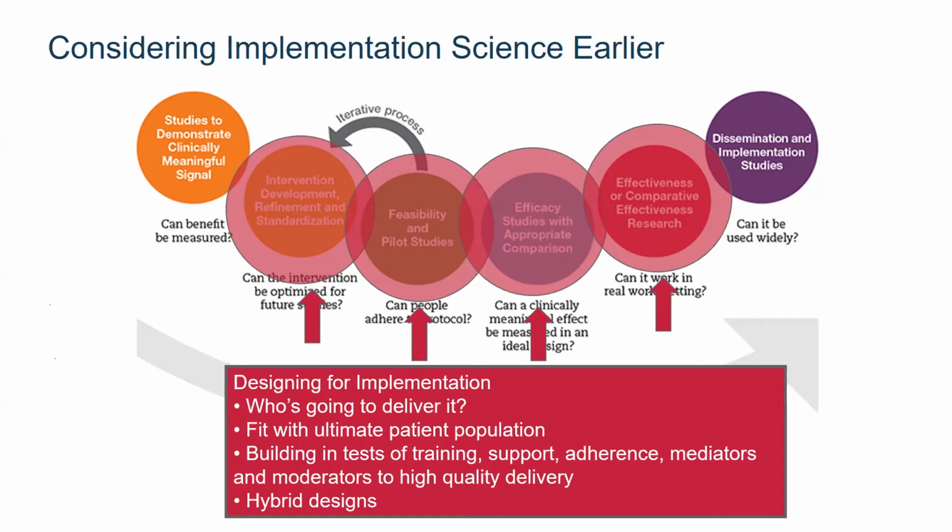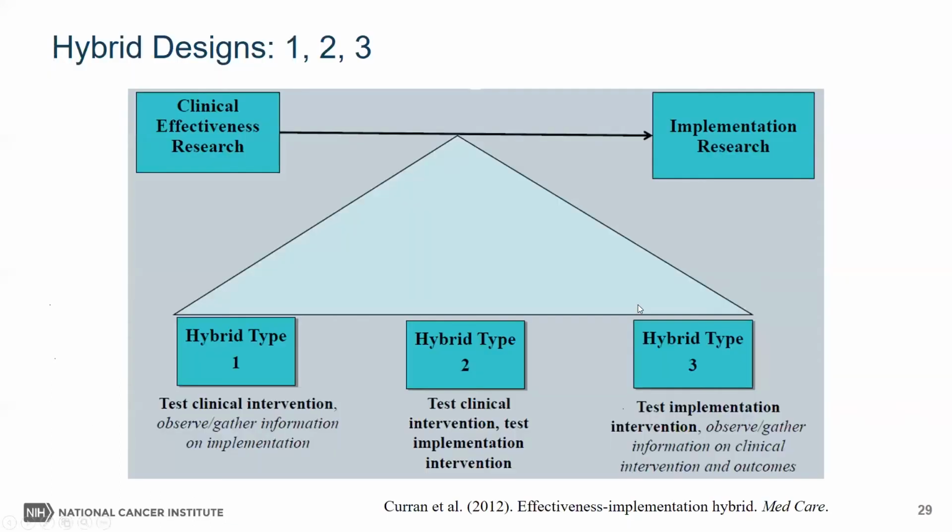These are designs on the next slide that Jeff Curran from the VA and other colleagues have laid out a roadmap for how we can incorporate implementation aims into our effectiveness studies. And you can see here, hybrid designs include both research aims about an intervention's effectiveness as well as its implementation. They've laid out different types depending on which aim you're more focused on. And I'm not going to go into that now.